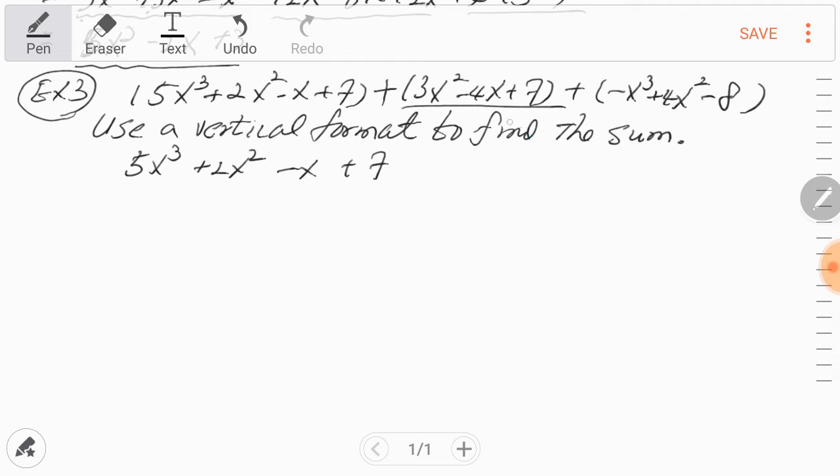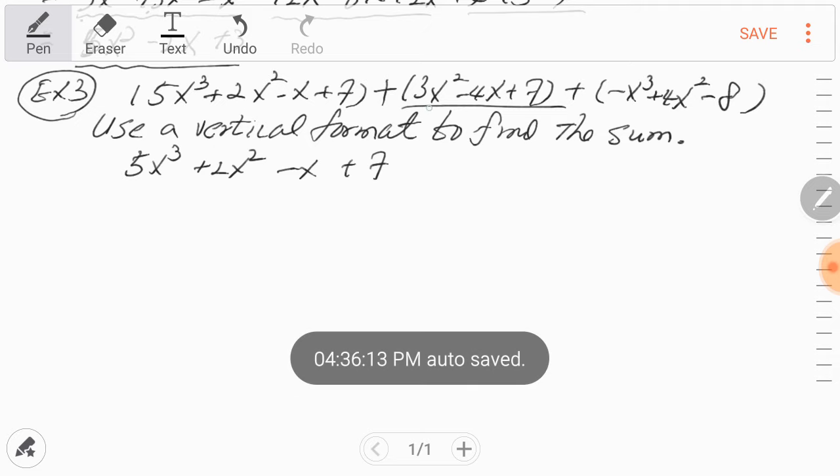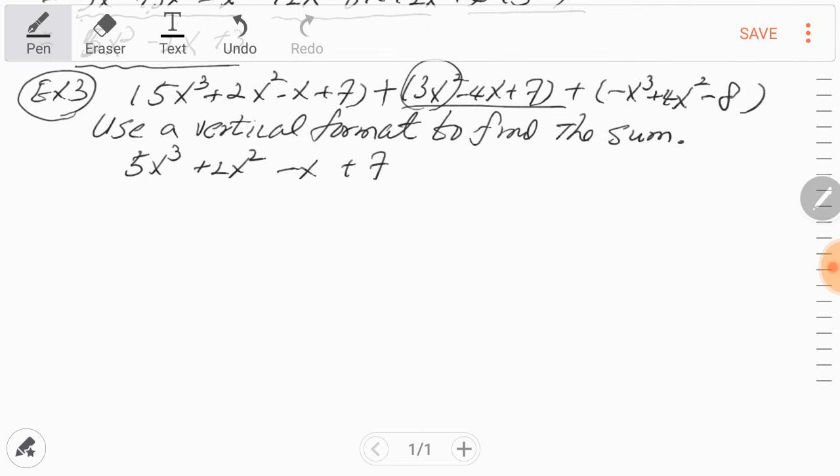So 3x squared. Okay, when you write the terms, make sure they're aligned vertically. So 3x squared is the x squared term, so write this in the column where x squared is. So this is 3x squared minus 4x plus 7. Okay, the third polynomial will be written in the third row. So negative x cubed, so write this one in the column that has the cube.